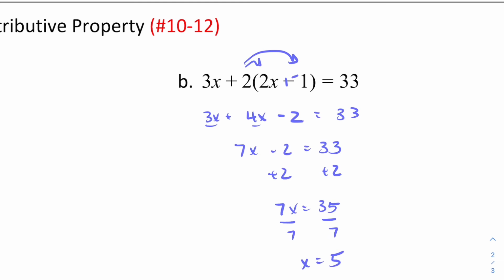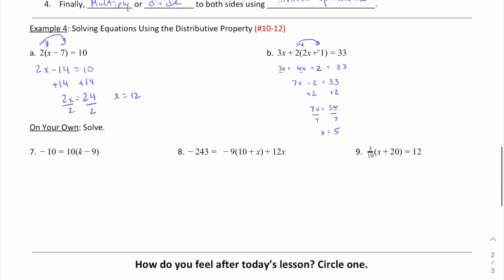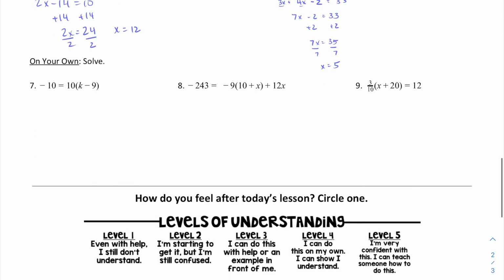Okay, so make sure you show all of your work like this. This is what I do expect on homework and in-class activities. I do expect you to show work all the time when we do problems like this. So why don't you work on 7, 8, and 9 on your own.